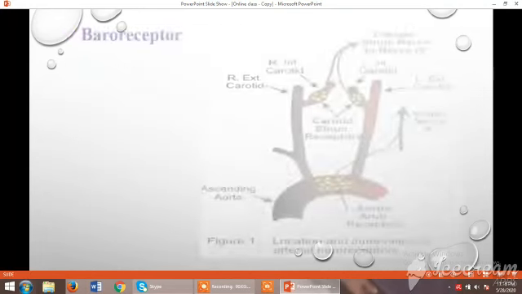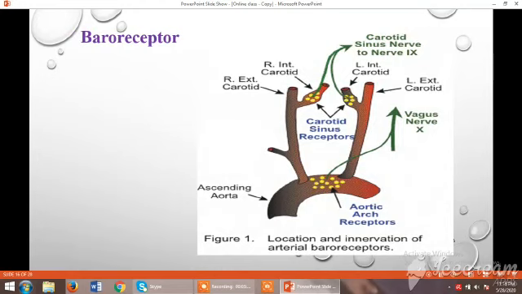Now we come to the baroreceptors. Students, I am going to describe mainly the baroreceptors and chemoreceptors, and the other receptors and mechanisms I described earlier. You just need to learn all this.